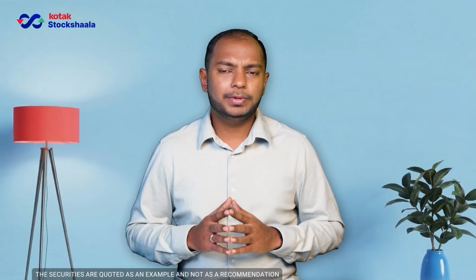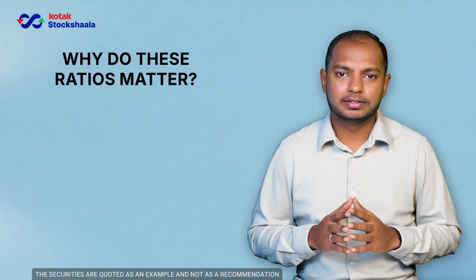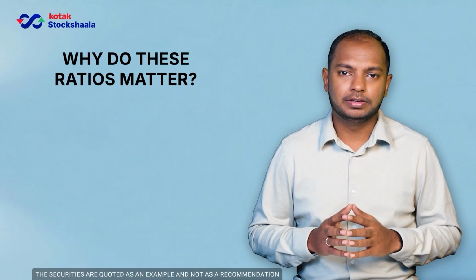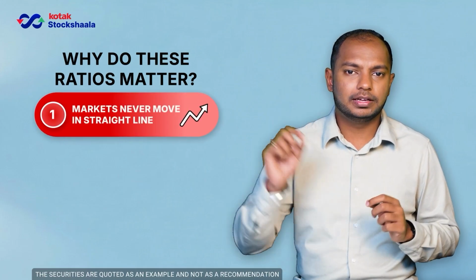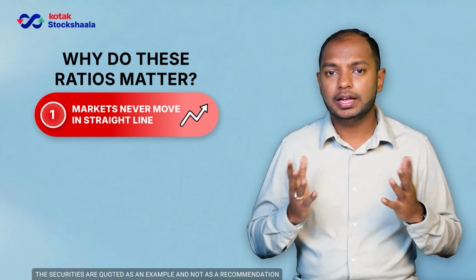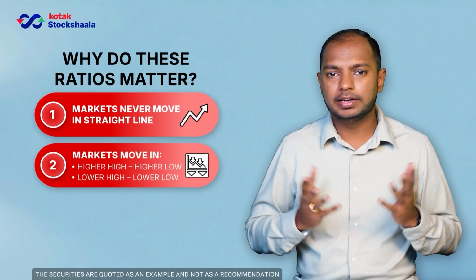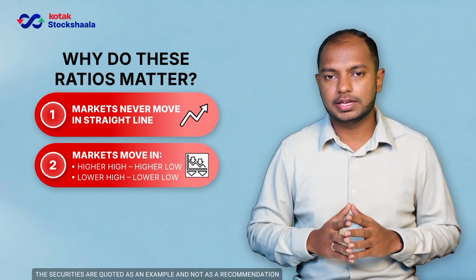Now the next question you will be asking me is, Pranav, why do these ratios actually make any difference in the markets? And the answer is very simple. The markets never move in a single line. They always move up, down, up, down, up, down. Like you must have seen in the previous videos, we always have higher highs and higher lows, and similarly lower highs and lower lows as well.